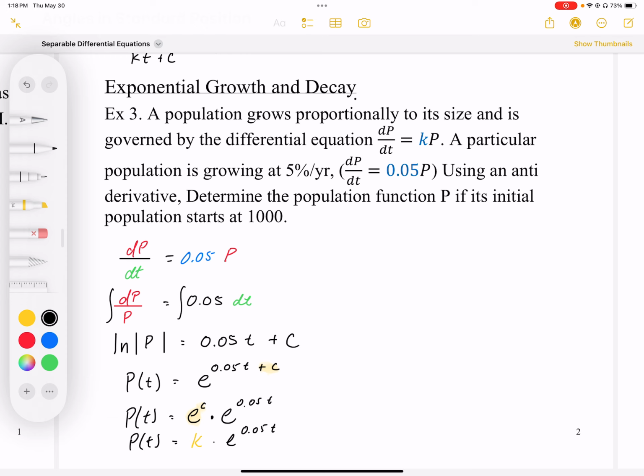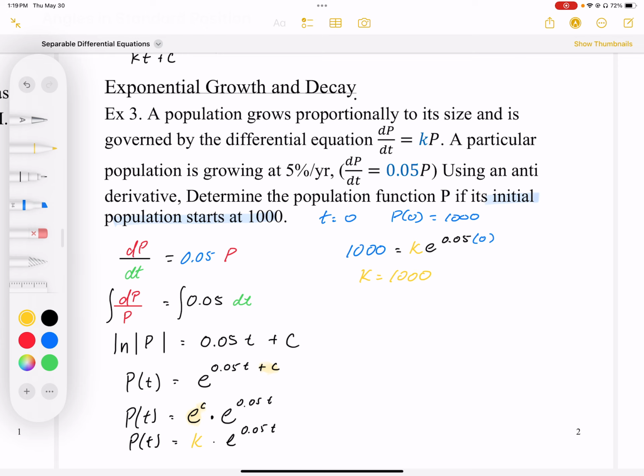So we're going to put our initial condition in. Okay, our initial population starts at 1,000. That means at t equals 0, our population is equal to 1,000. We can plug that in, so we're going to end up with 1,000 is equal to, we're solving for k, and we know that our t value is equal to 0, so 0.05 times 0, that becomes an exponent of 0, and that solves for k. K then works out to be 1,000.